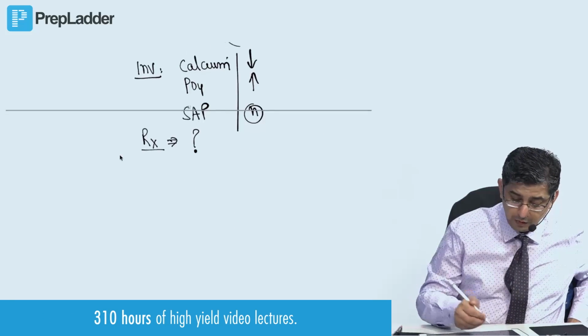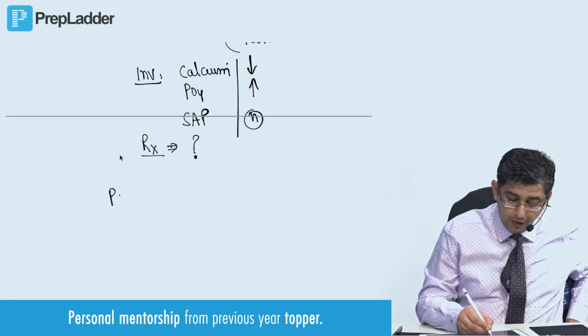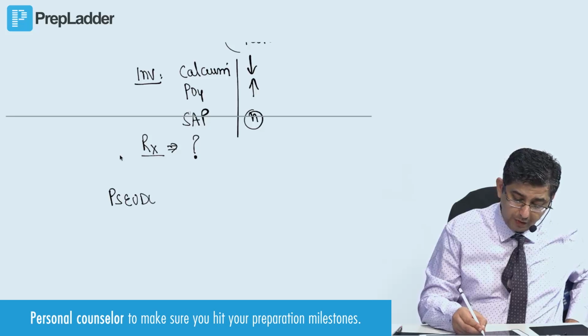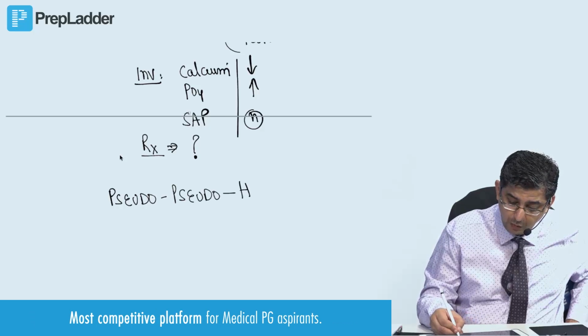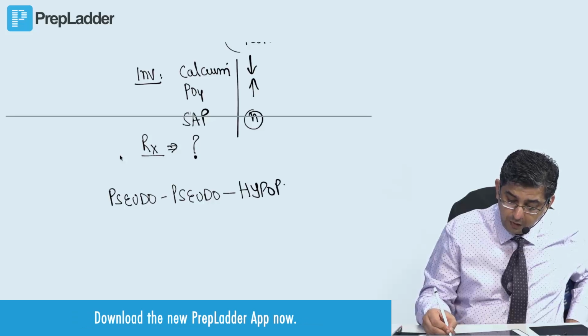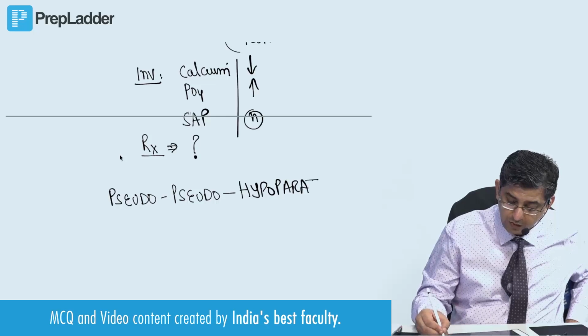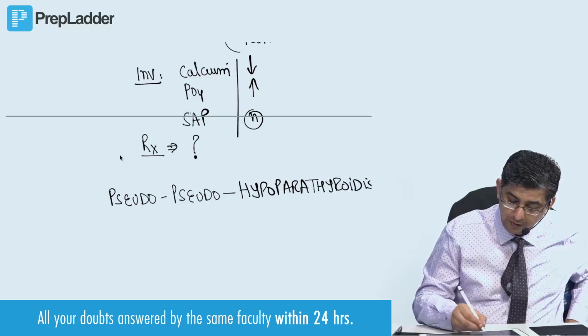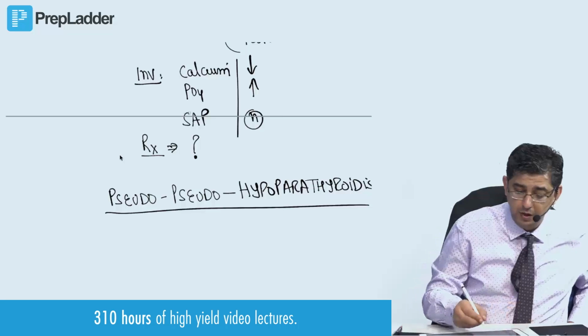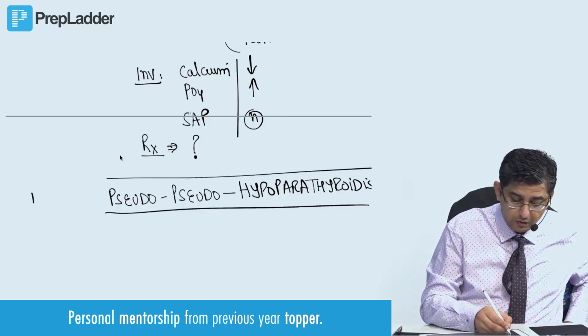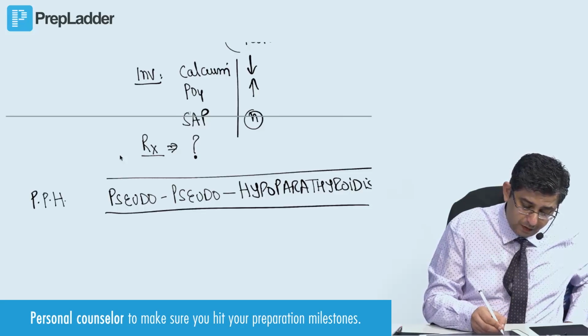Now in some multiple choice questions, instead of asking you regarding pseudohypoparathyroidism, he can ask you regarding what is known as pseudopseudohypoparathyroidism. Now when you read this name, it looks a little intimidating at the moment, but I want you to remember the fact that it is written in short form as PPHP. Let's look at the problem.